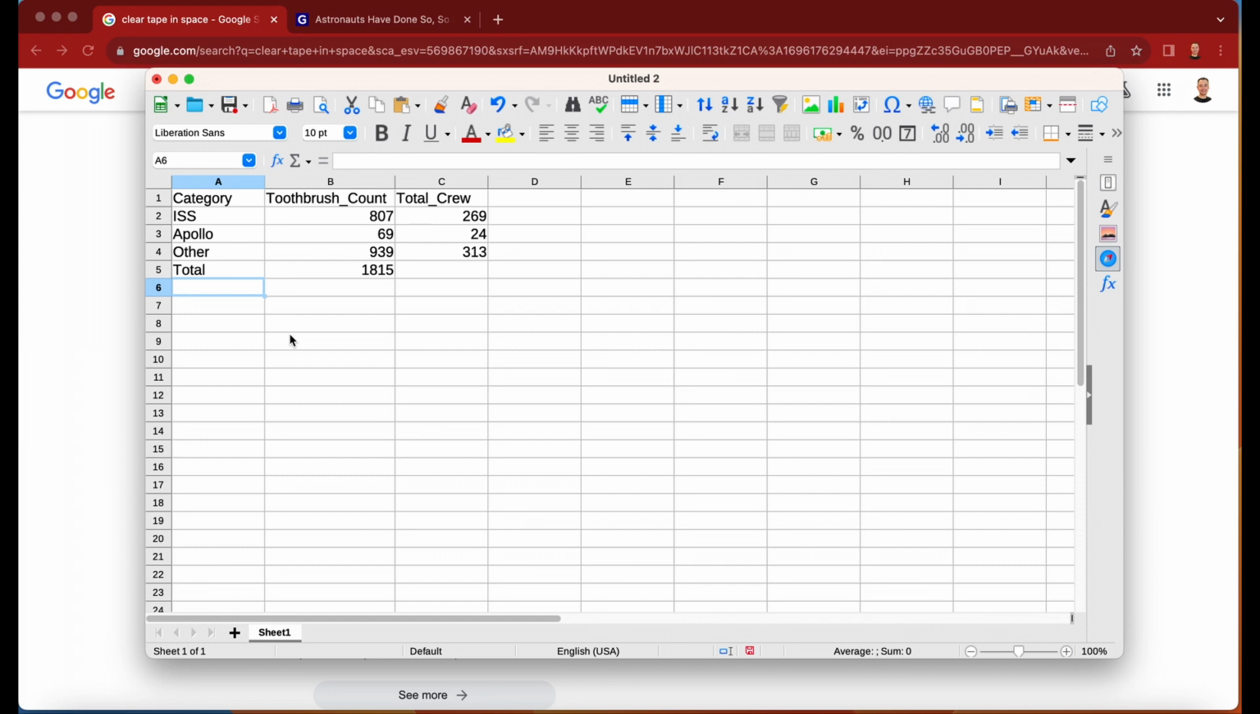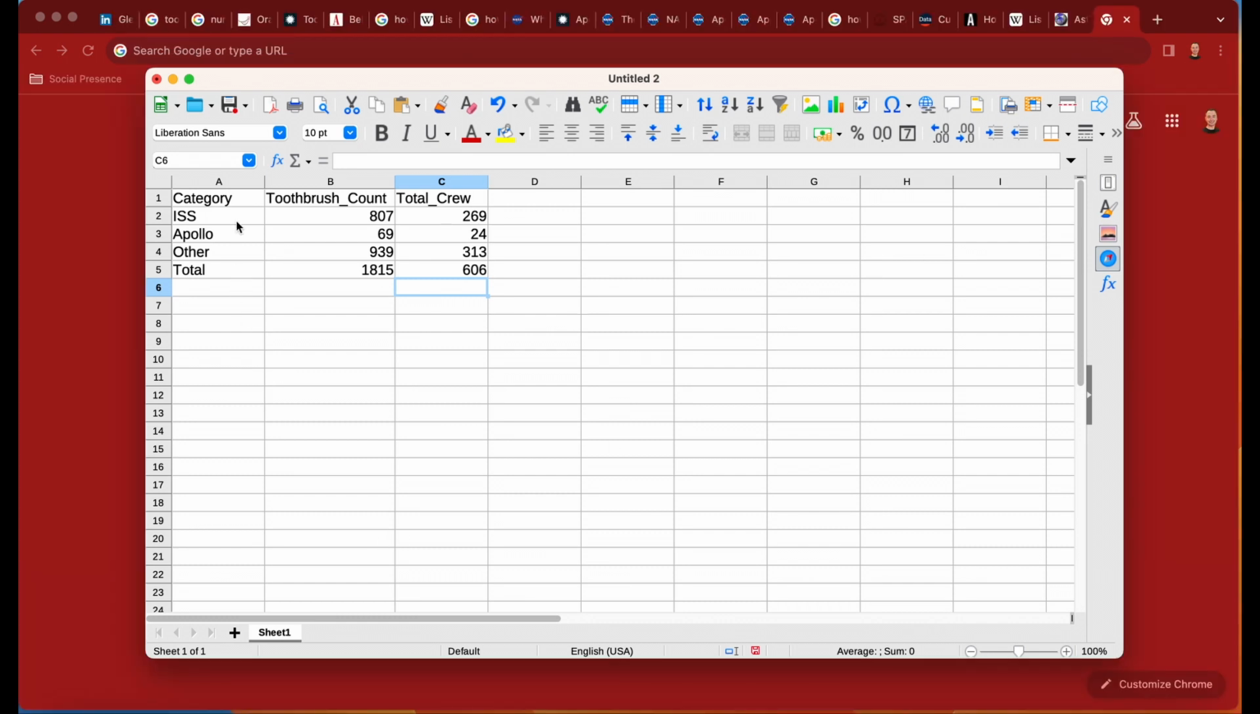So toothbrushes, we have 807 likely that have been on the ISS, 69 on Apollo, 939 otherwise out of the 606 people who have been in space so far, specifically that have been orbiting the Earth. I should do a sum here as well. So we have 1,800 toothbrushes. Now the next question becomes, what does this number actually mean? Because it's interesting as a ballpark number, but it doesn't really tell us a whole lot.